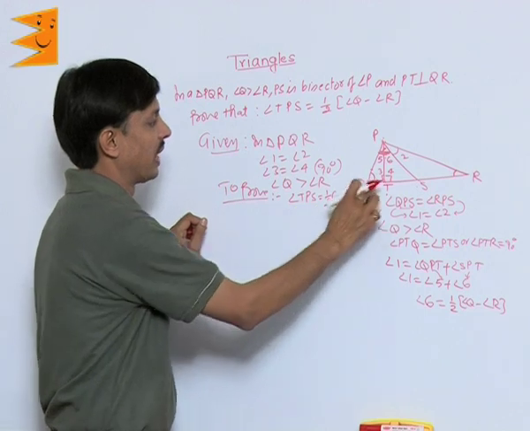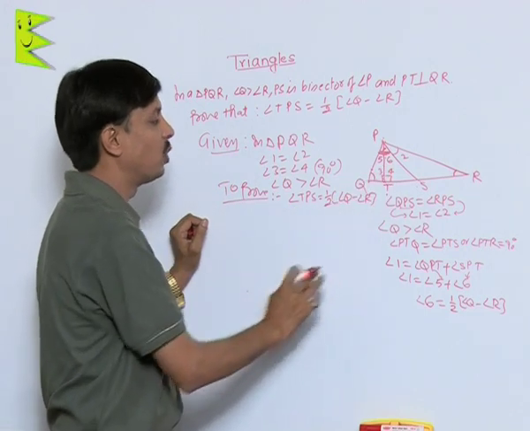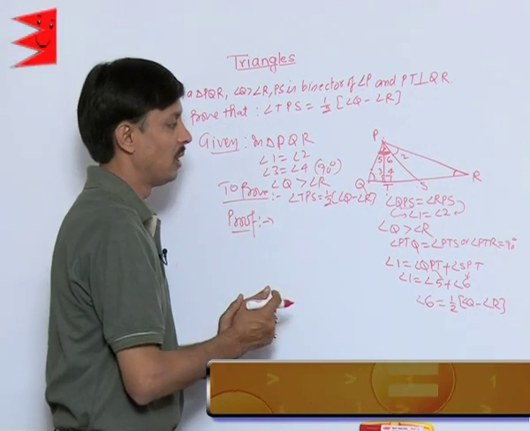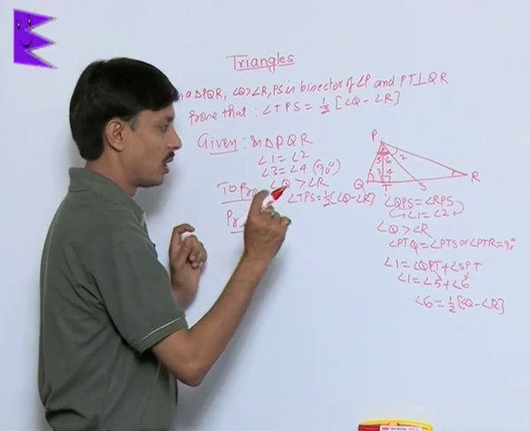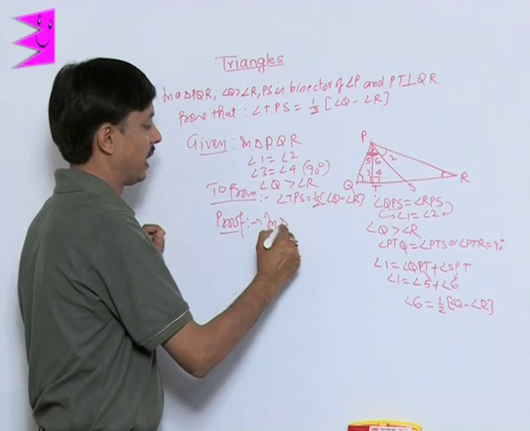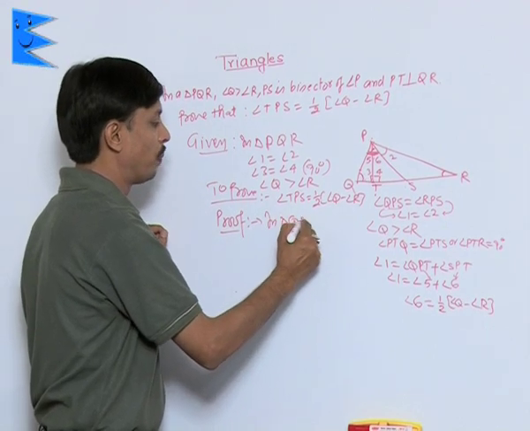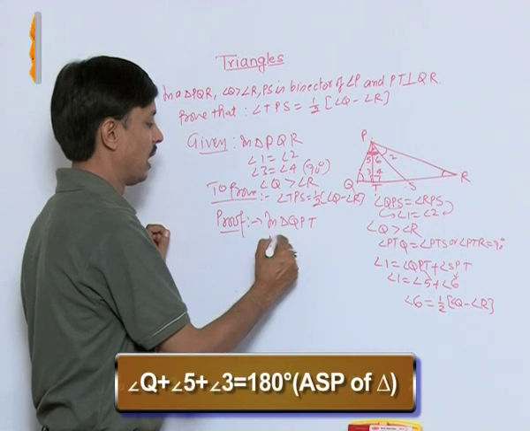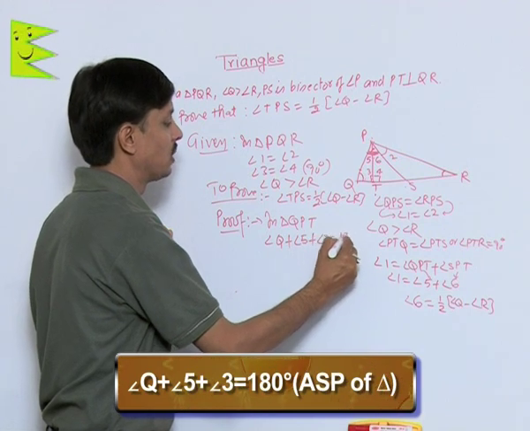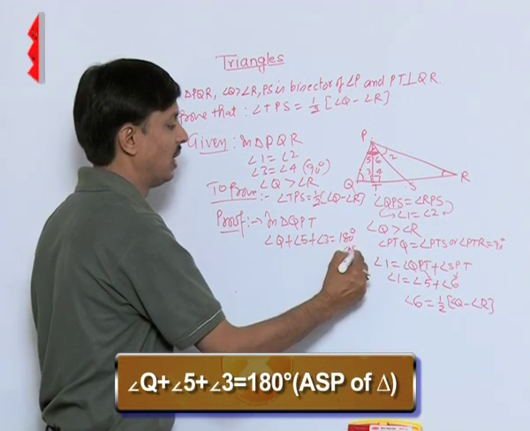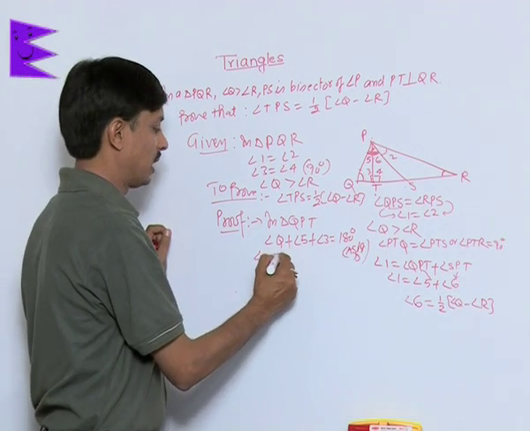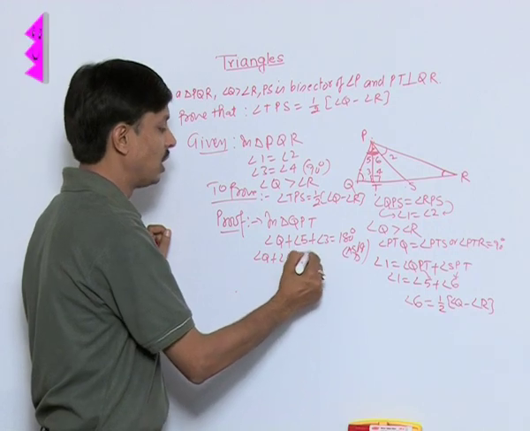So if I want to prove that angle TPS, that is angle 6, is equal to half of Q minus R, for it I am taking the proof here with a very simple method. I am taking first the right triangle QPT. In triangle QPT, I can say angle Q plus angle 5 plus angle 3 is 180 degree, as usual, ASP of triangle. So angle Q plus angle 5 plus angle 3, that is 90 degree.